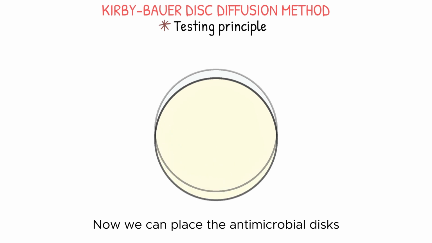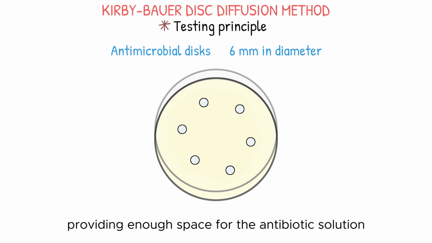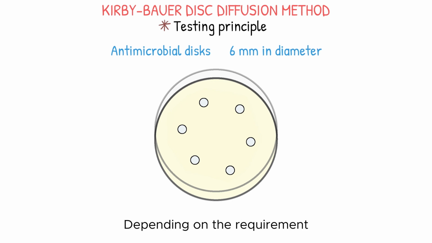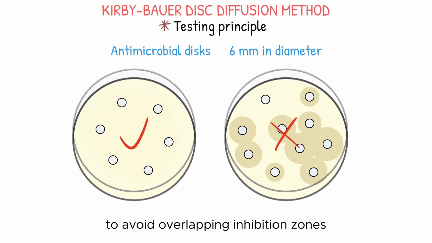Now, we can place the antimicrobial discs. These discs are usually 6 millimeters in diameter, providing enough space for the antibiotic solution. Depending on the requirement, we place a different number of discs, typically between 3 and 6 on the plate. Pay attention to their relative positions to avoid overlapping inhibition zones.